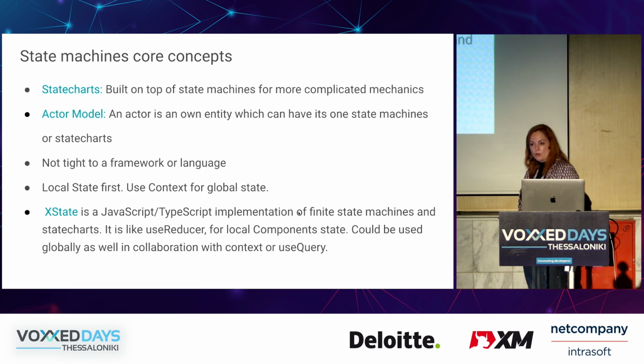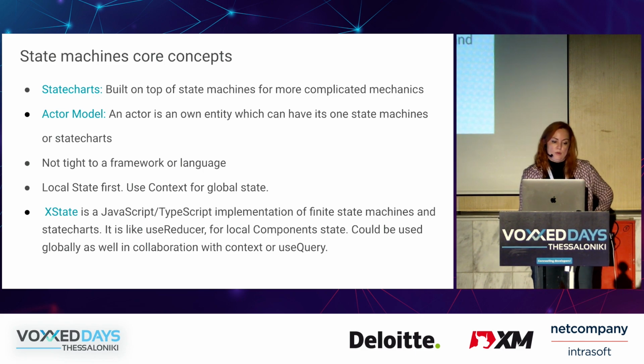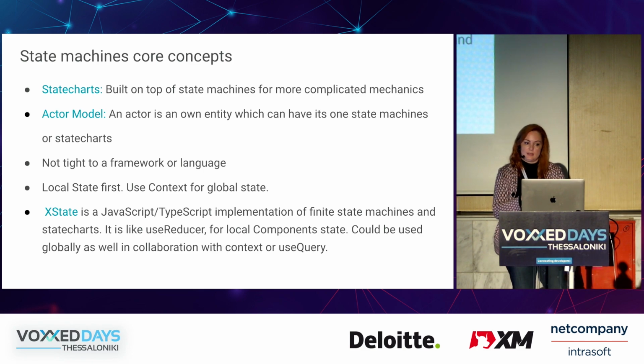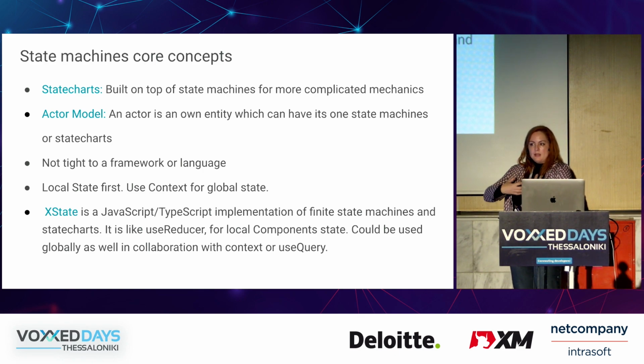But as the application grows, the application logic grows, so we have some core components of state machines, which are the state charts that are built on top of state machines for more complicated mechanics. So we can combine machines under state charts. And the actor model in its own is an entity that has internally state machines and state charts. So even bigger guy. And we can also cross-communicate between actors.